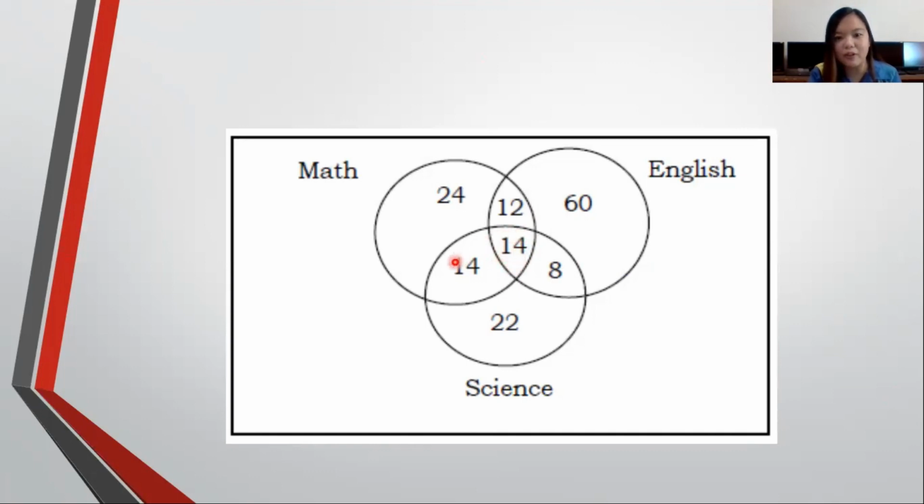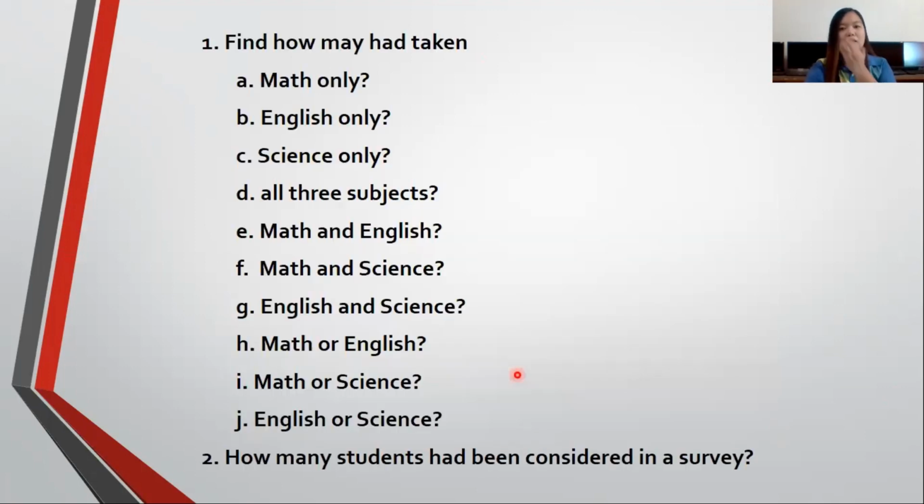This one, 14 plus 14, these are the students who took math and science. This one, the 12 and 14, these are the students who took math and English. This one, 14 plus 8, these are the students who took science and English. Now this one, this 24 are the number of students who took math only, and 60 English only, and 22 science only. Now, how many had taken this one? Okay, na-discuss ko naman na kanina.